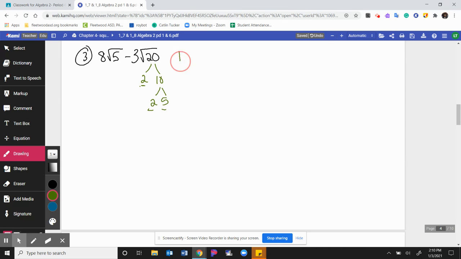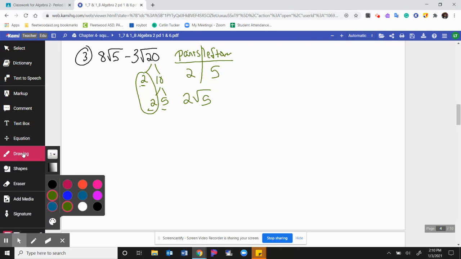So now I can do my chart of pairs and leftovers. Okay, I have a pair of 2s and a leftover of 5. That becomes 2 times the square root of 5, but hold on one minute. I cannot forget I had this 3 out in front. Hopefully you guys remember that you need to multiply the 2 of those. So that's really 6 times the square root of 5.